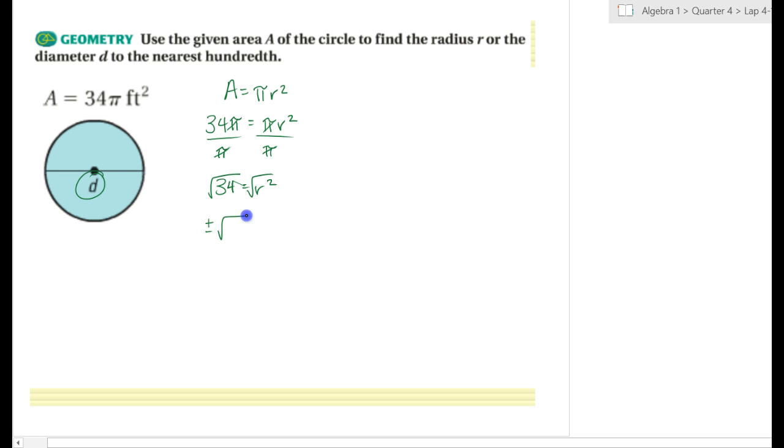That means r is equal to plus or minus square root of 34. But again, it's a circle, so I'm not going to have a negative radius. So r is just equal to square root of 34. But I want the diameter. The relationship between diameter and radius, if we remember, is diameter equals 2 times the radius. So if I want the diameter, I'm going to do 2 times square root of 34. Type that into my calculator, and we get about 11.66 feet.